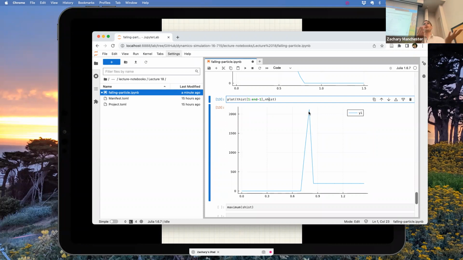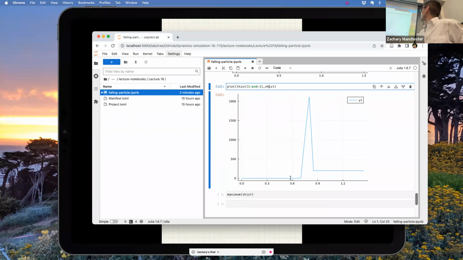This is unlike the hybrid methods, right? With the hybrid methods, I have to do this root find thing and find the exact impact time. Here I don't, but I just know that it happens sometime in that 0.05 second window, right? Okay. So that looks good.